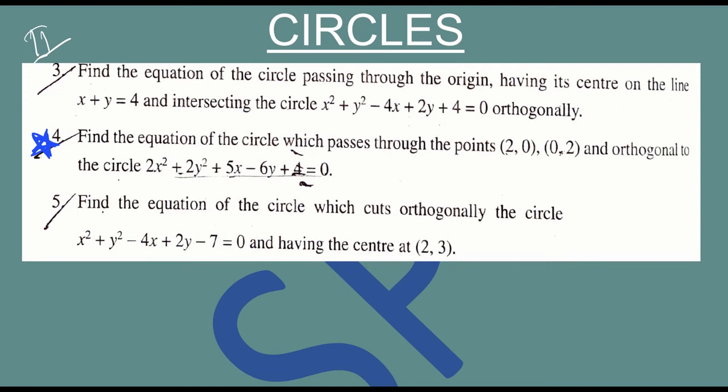See, this is exercise 2a. First Roman I am not discussing because I have already discussed the solved examples. Now, in second Roman, look at this third problem. We want the equation to the circle passing through the origin.